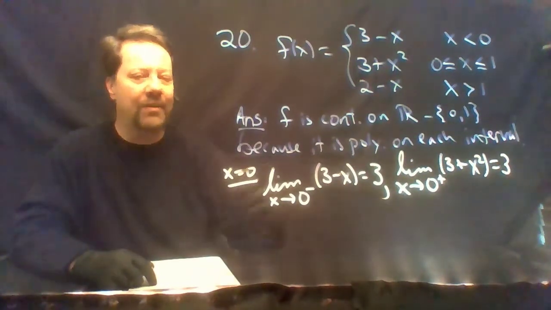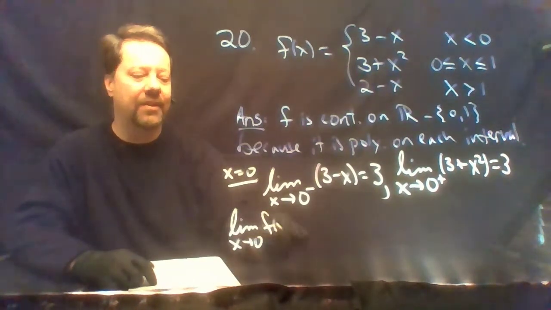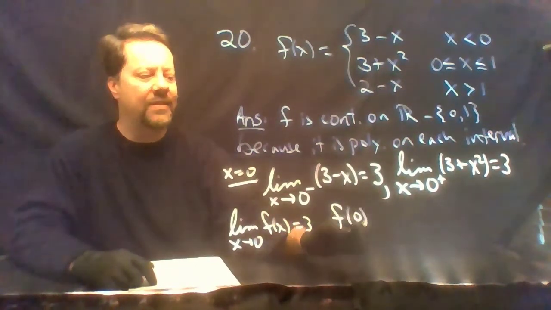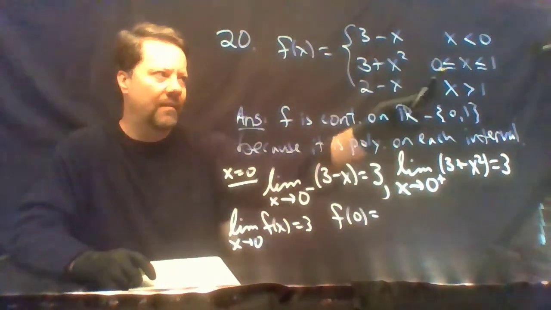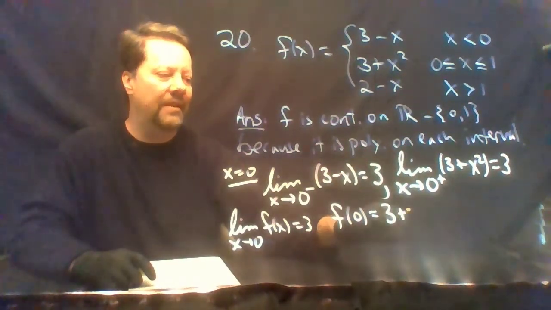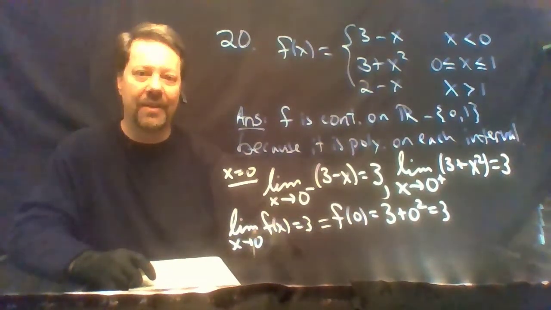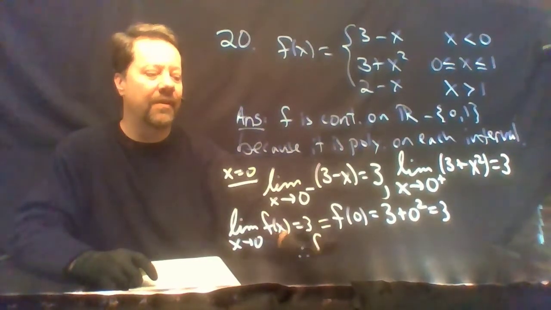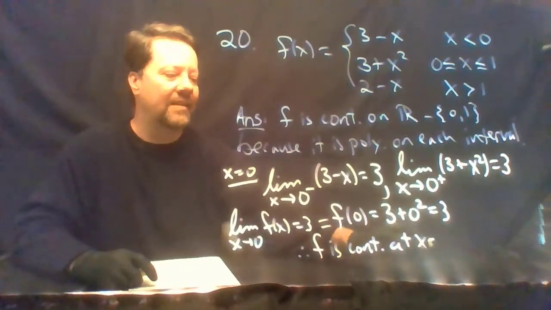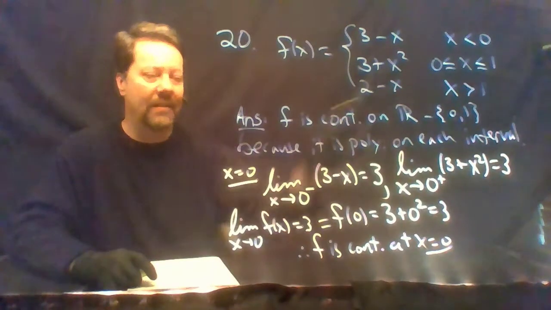Since the limit on the left equals the limit on the right, the limit as x goes to 0 of this function will be 3. What is f of 0? x equals 0 uses the middle, 3 plus 0 squared, which is 3. That's equal to the limit value, therefore f is continuous at x equals 0. We still have to check continuity at x equals 1.